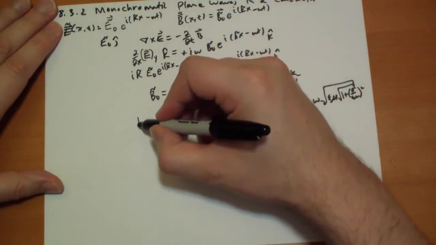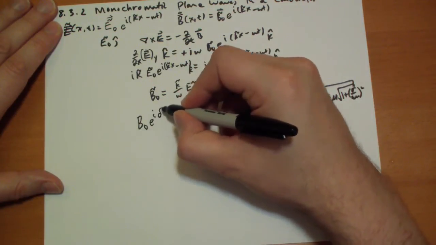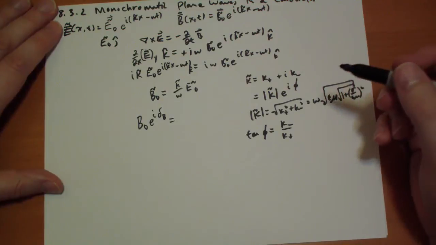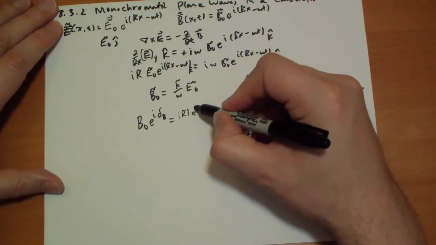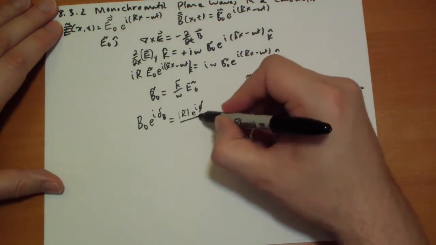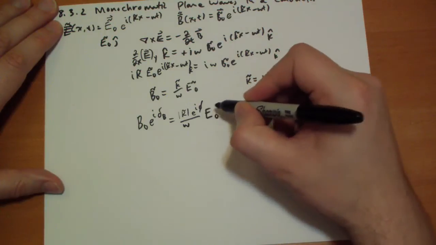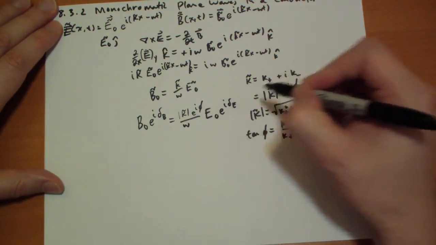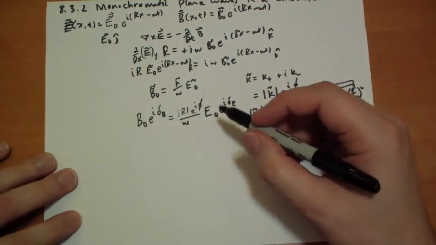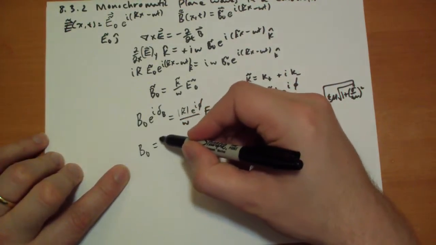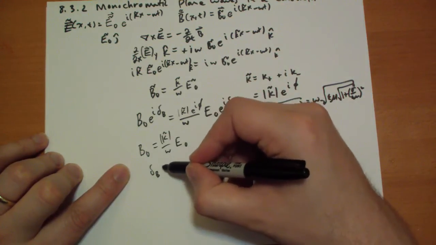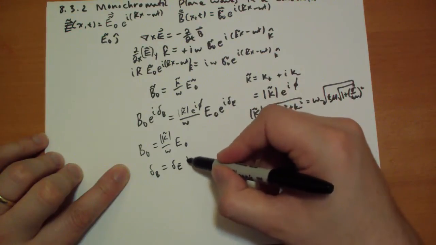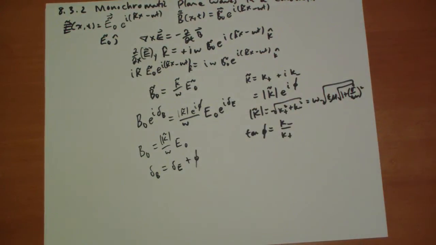So this can be rewritten like this. We have B, which is going to be some real number, times e to the i, the phase shift of the B, is going to be the magnitude, times e to the i phi, divided by omega, E naught, e to the i delta E. Okay? And so this leaves us the conclusion that B naught is equal to kappa over omega times E naught, and the phase constant of the B field is equal to the phase constant of the E field plus phi. Okay, those are some rather important conclusions there. I'll highlight those for a minute.